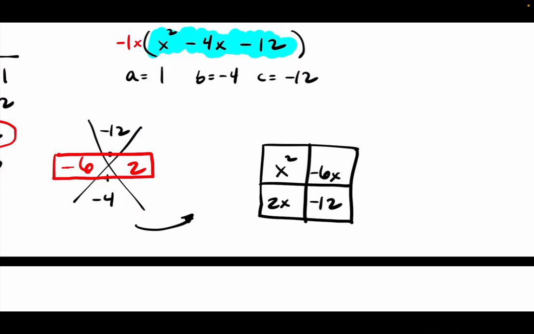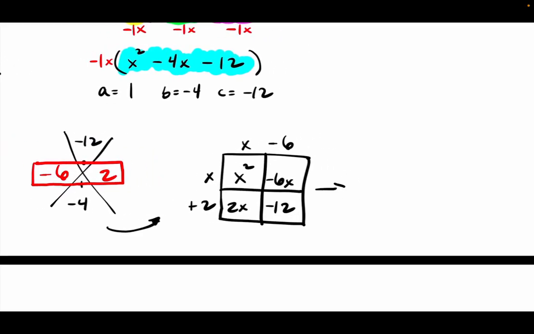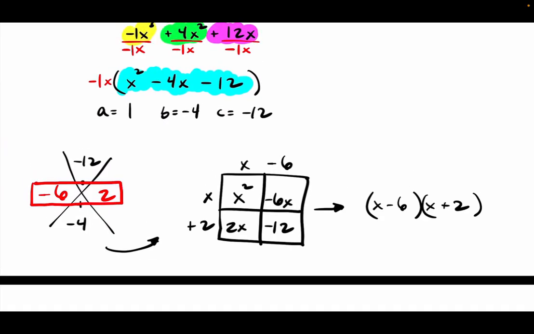How do I make x squared? X times x. X times negative 6, x times positive 2. So I get x minus 6 and x plus 2. Don't forget about your GCF though. GCF continues to be in the front. I need that guy to stay in the front. So negative 1x.